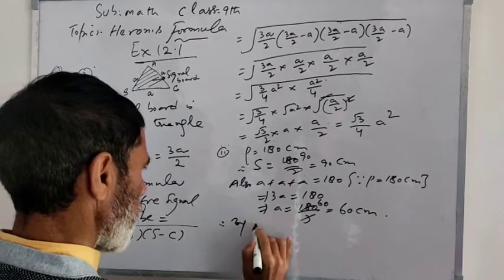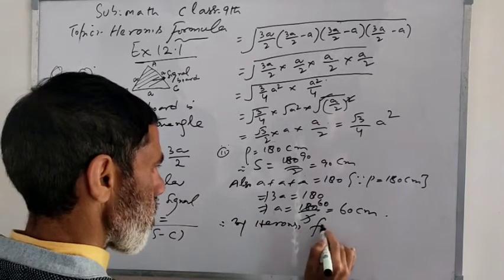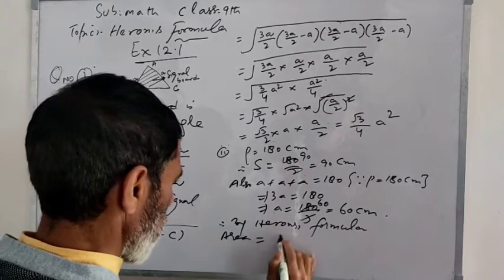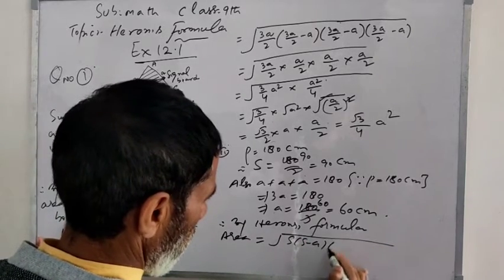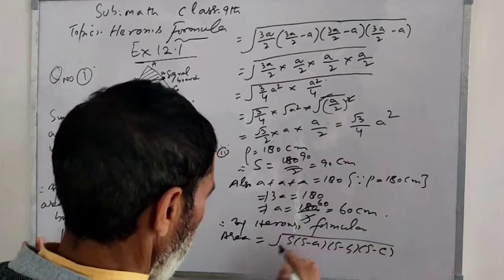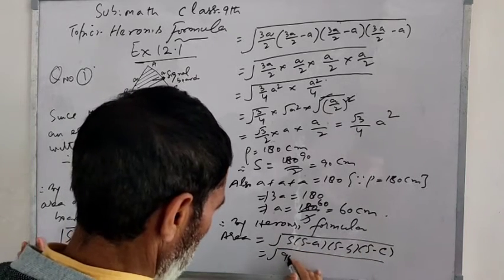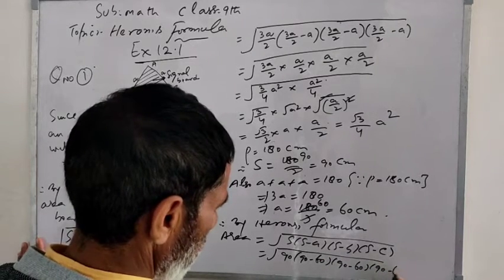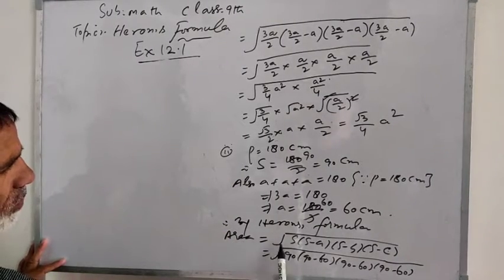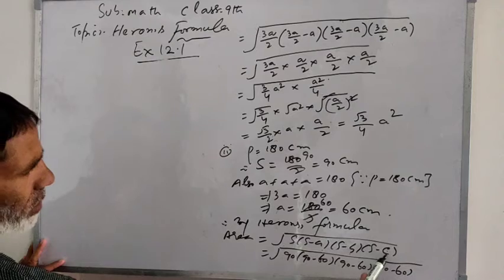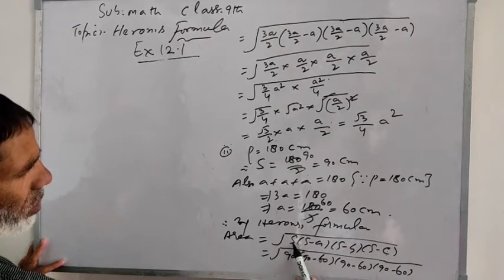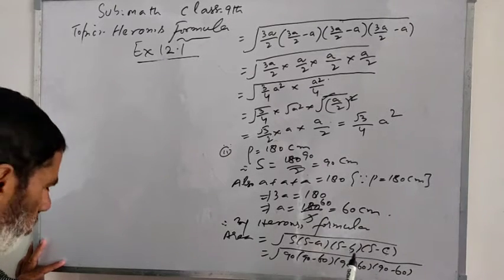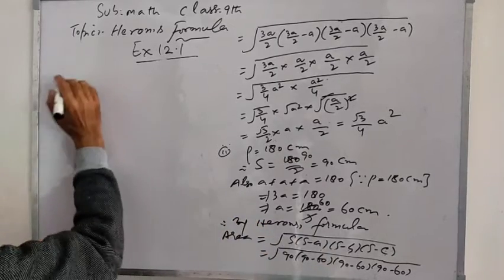Therefore, by Heron's formula, area will be root of s into s minus a into s minus b into s minus c, which will be equal to root of s is 90, 90 minus 60 into 90 minus 60 into 90 minus 60. Since a, b, c are equal, instead of s we write 90 minus 60, where a is 60.